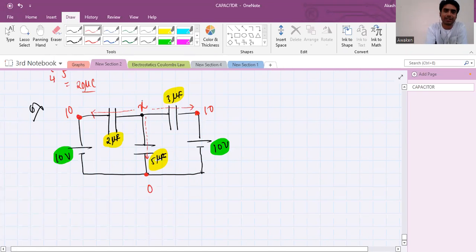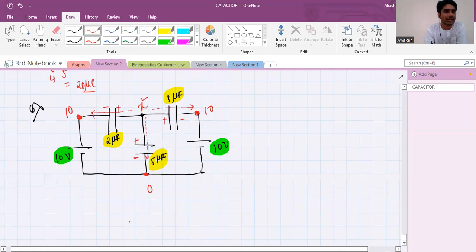So if I assume this to be x, what is the charge on 2 microfarad? And one more thing. If I assume x to be the highest potential of all, we can assume that, no harm. So this will be plus, this will be minus. This will be plus, this will be minus. This will be plus, this will be minus.